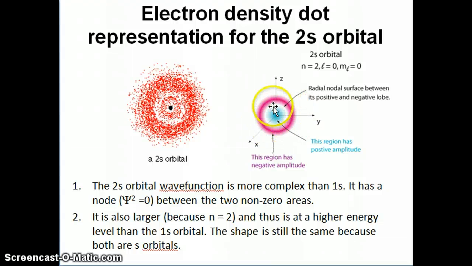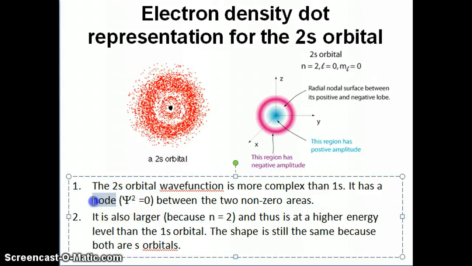The white region here represents a node. Remember that a node is a region where the electron density, the wave function, has a value of 0. So the square of the wave function is also 0. Okay, so this node region implies that there is no probability of finding the electron in between these two spaces. Okay, between the two non-zero areas.